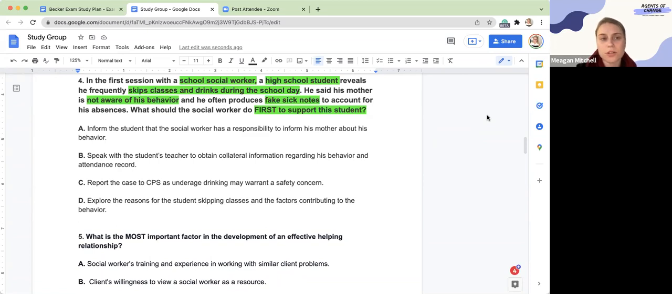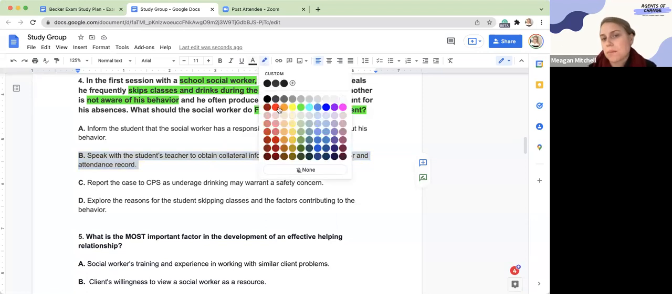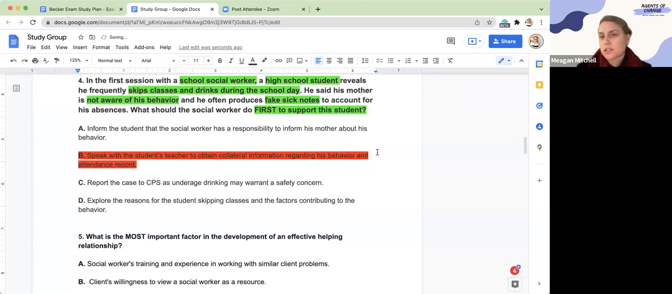Give you maybe 30 more seconds, and then we're going to start eliminating and talking about why some are correct and why some need to be eliminated. Let's start off the bat. What is problematic about B? B should be ruled out right away. Speak with the student's teacher to obtain collateral information regarding his behavior and attendance record. What's problematic about that as a first step? Why would we not do that first?